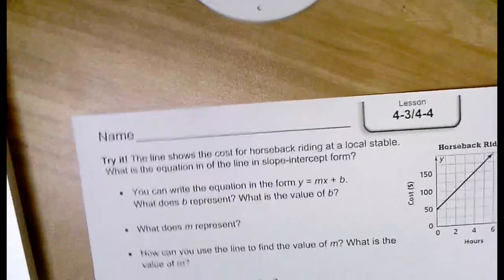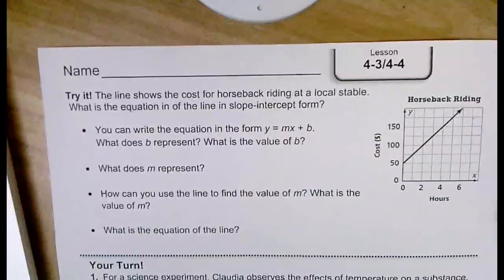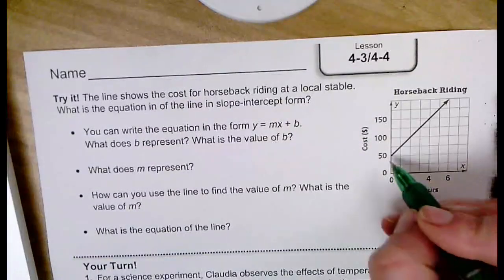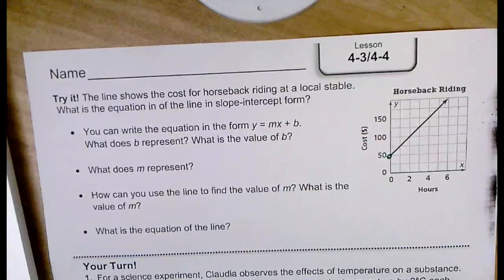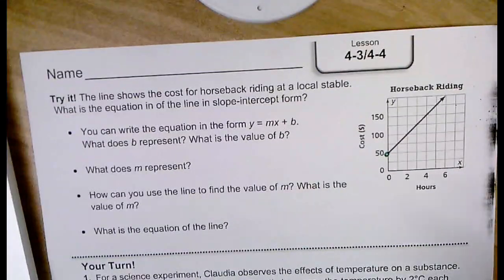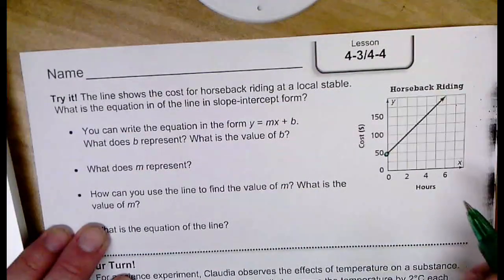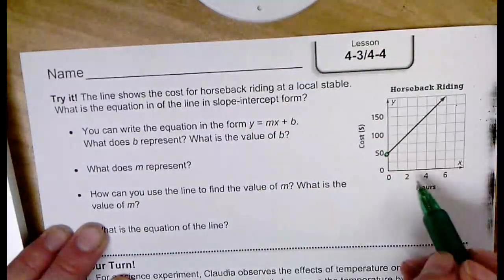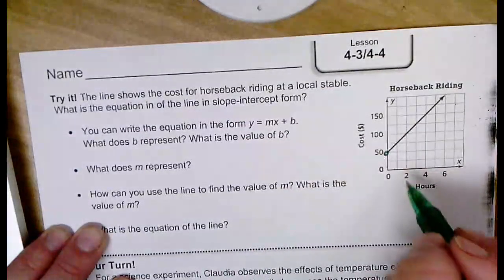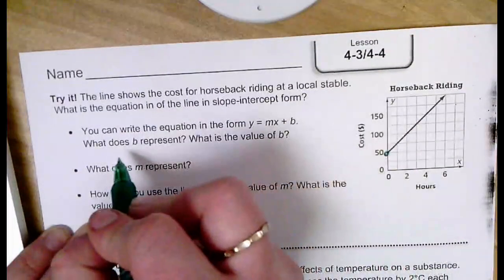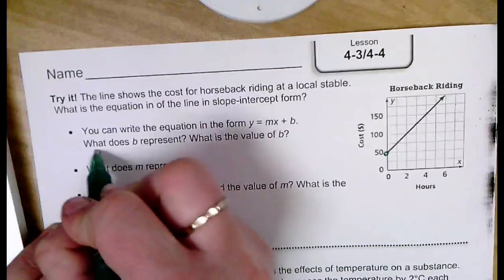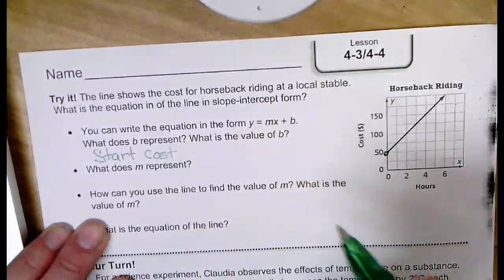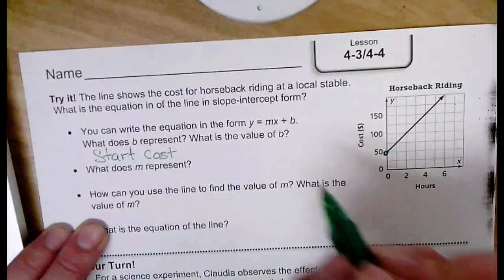All right, try it. So let's try this one out. We're trying to write an equation of the line in the form of y equals mx plus b. So our b is right here. It's our y-intercept. The b value represents our amount for 0 hours. So our cost at 0 hours, so our start cost or initial fee. So our initial fee is $50.